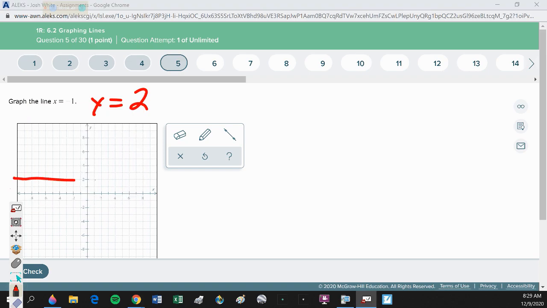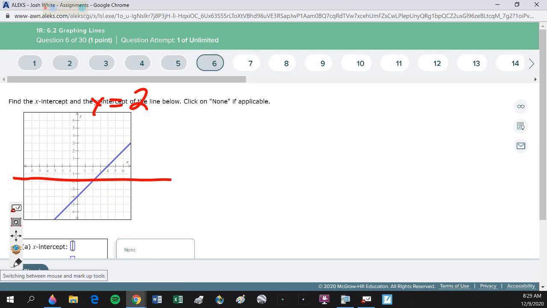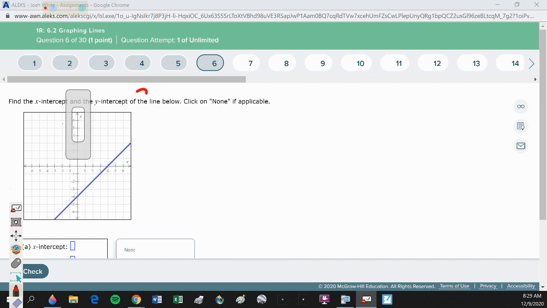So, like that. Okay. So this is super easy. Find the x-intercept, find the y-intercept. That's a piece of cake.